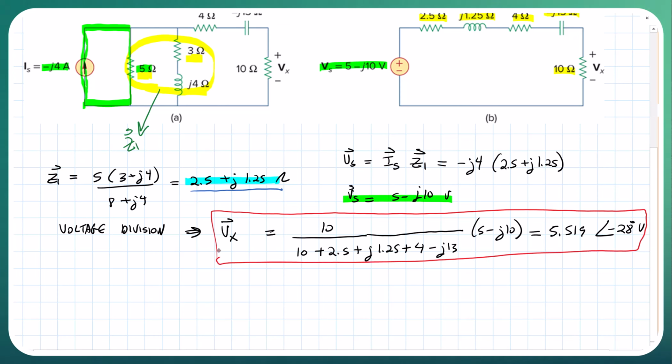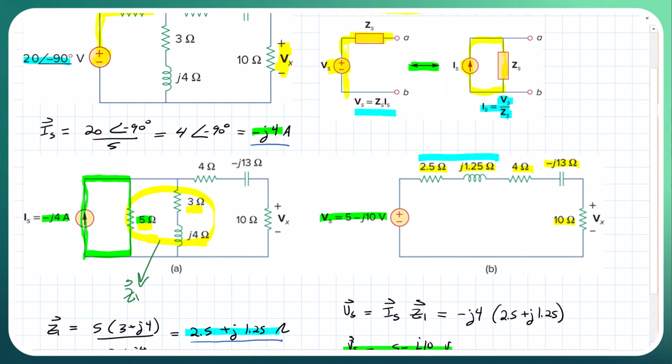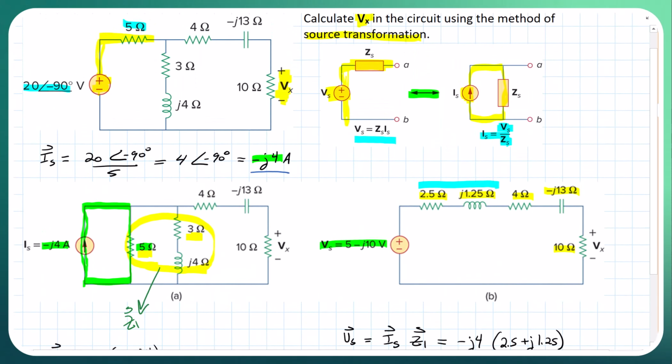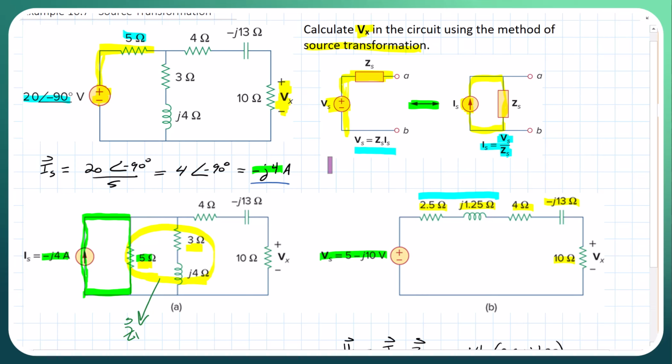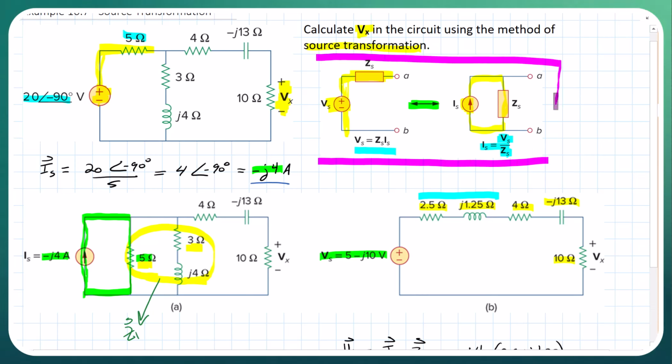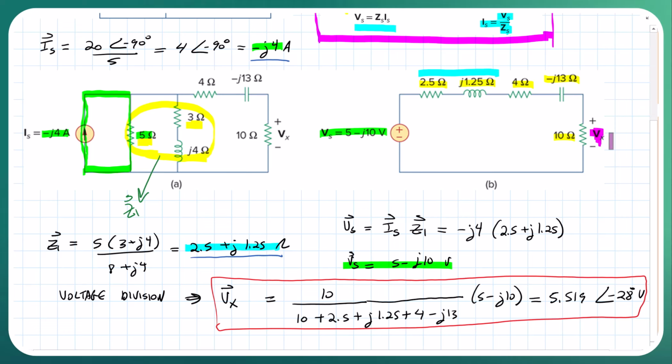Okay, again, very simple source transformations, and remember, the key to source transformations is to be able to jump back and forth between a voltage in series and a current in parallel with some impedance, and we did that twice in order to simplify our circuit and to solve for our Vx here. Okay, and that's it for this problem.